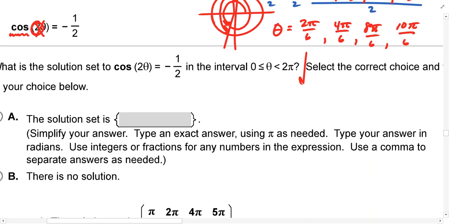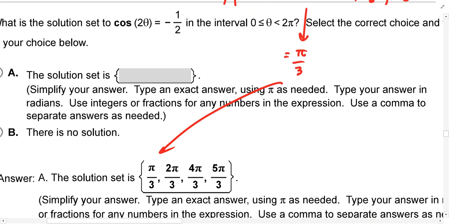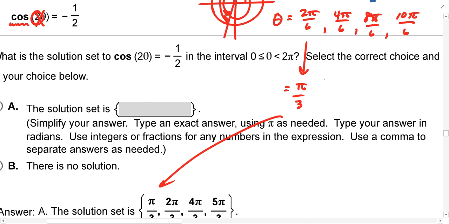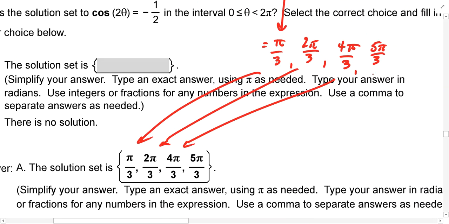When these are reduced, 2 pi over 6 becomes pi over 3. 4 pi over 6, well, again, common factor of 2. That turns into 2 pi over 3. 8 pi over 6 becomes 4 pi over 3, and 10 pi over 6 turns into 5 pi over 3 when those fractions are reduced.